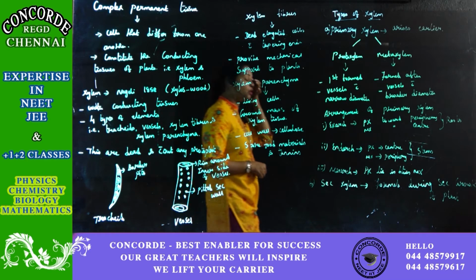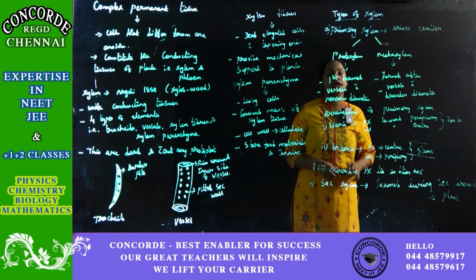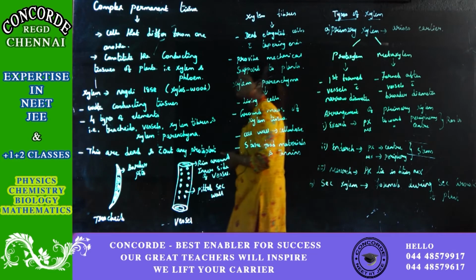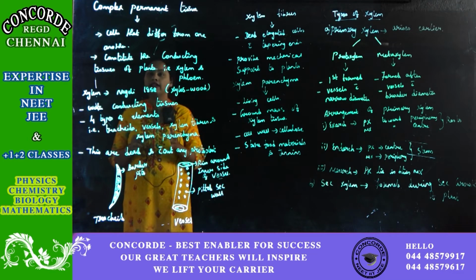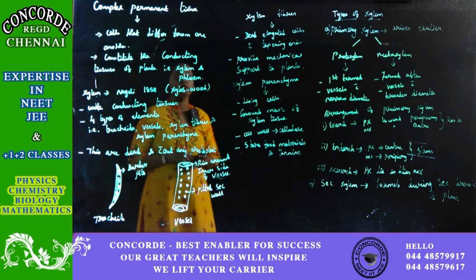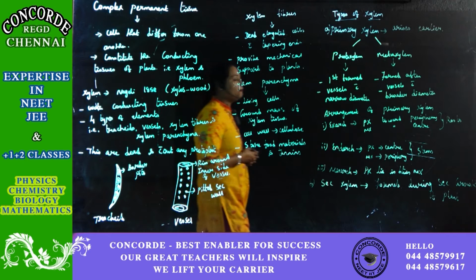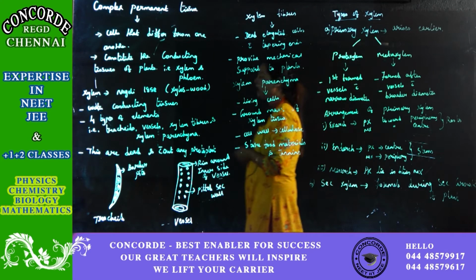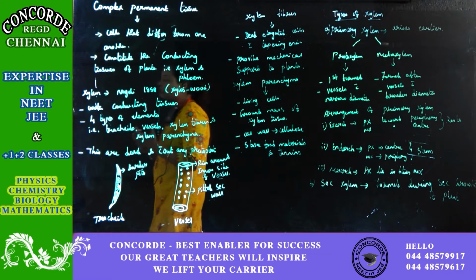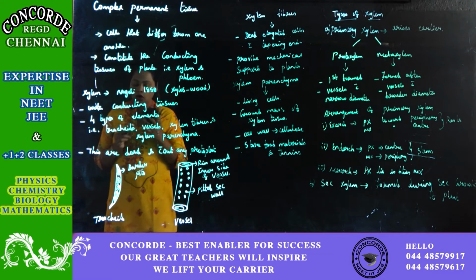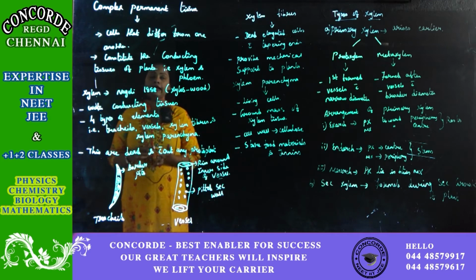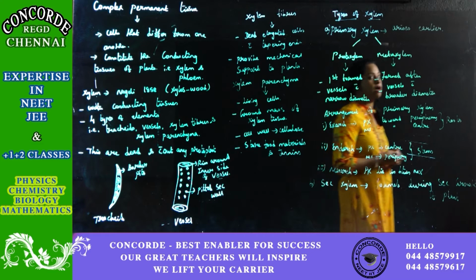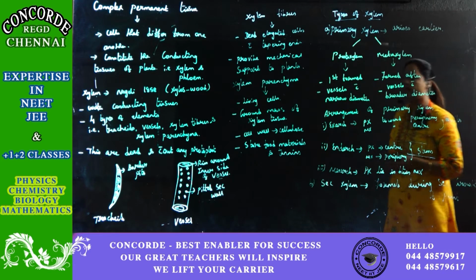As I have already told you, in simple permanent tissue, a tissue has only one type of cells, whereas in complex permanent tissue, the cells differ from one another. This complex permanent tissue constitutes the conducting tissues of plants. So either it will be in the form of xylem or it will be in the form of phloem.